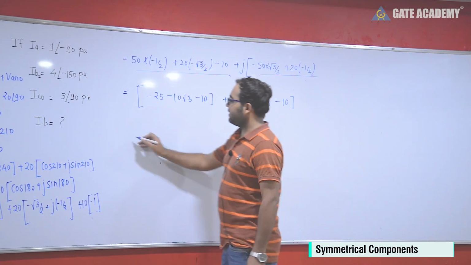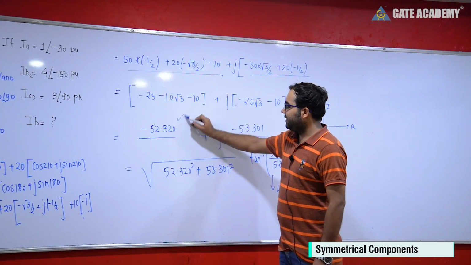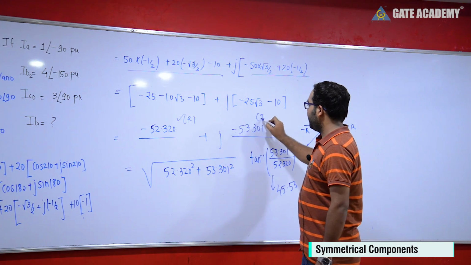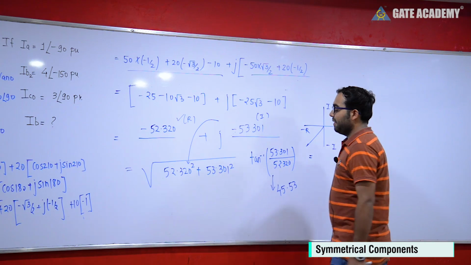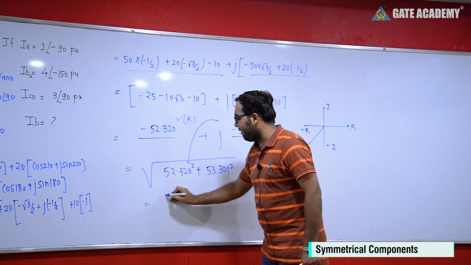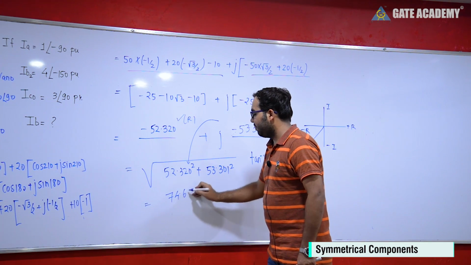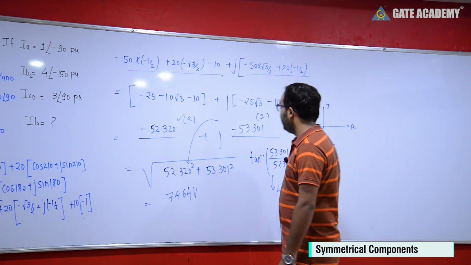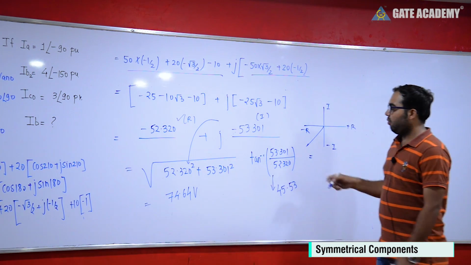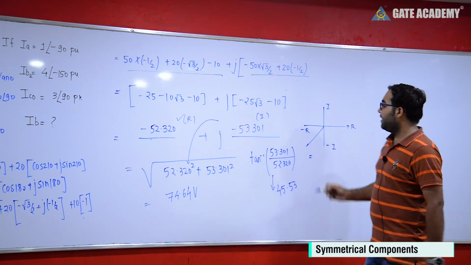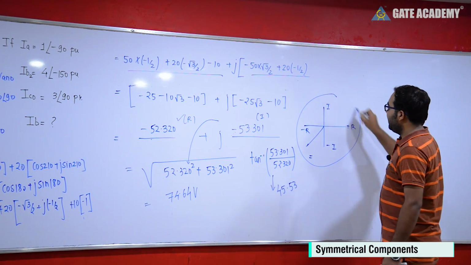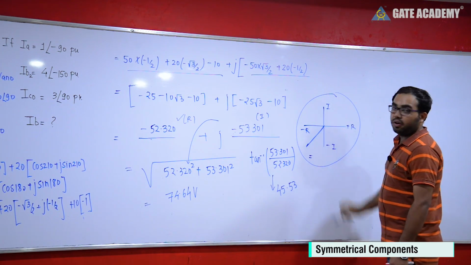So when we solve this, after putting all the values, we are getting this is the real part and this is the imaginary part. If you want to solve, you can take real part whole square plus imaginary part whole square. We are getting the answer as 74.64 volt. Suppose you need the angle. So what we can do, we can see this is the negative of the real part, this is the negative of the imaginary part. From the quadrant system, we can say our operating point is lying in the third quadrant.